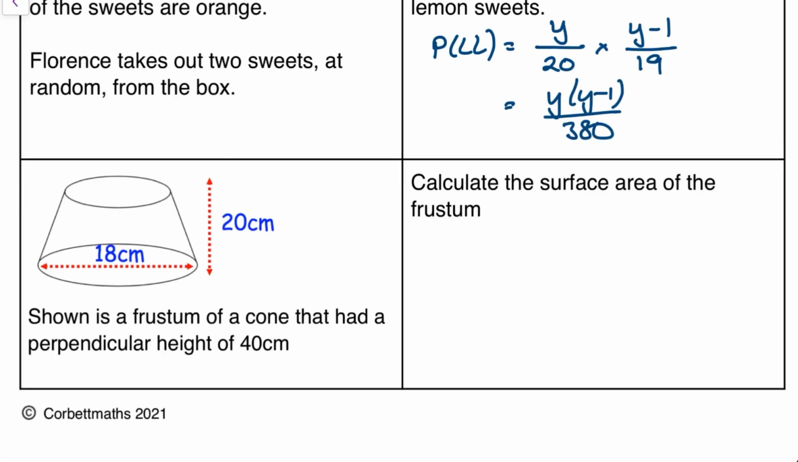Okay, next question. Shown is a frustum of a cone that has a perpendicular height of 40. Okay, calculate the surface area of the frustum. Oh God, this is a difficult question.